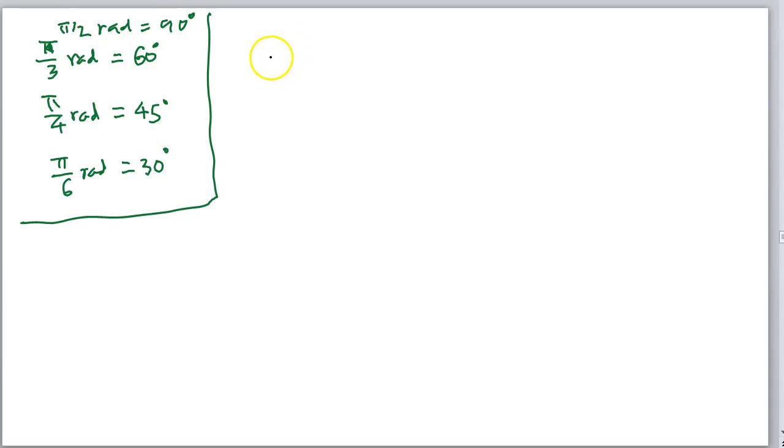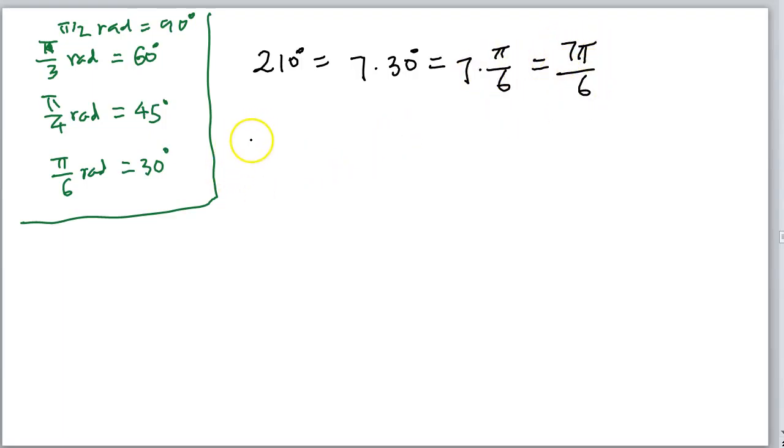So for example, if you wanted to convert 210 degrees, ask yourself if 210 is any of the multiple of these things. And yes, 210 degrees is 7 times 30 degrees, right? And since 30 degrees is pi over 6, you have 7 times pi over 6, which is 7 pi over 6. Let's do some more. How about 135 degrees? It's 3 times 45 degrees, so it's 3 pi over 4.